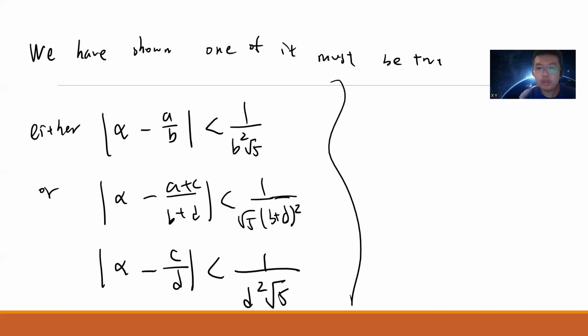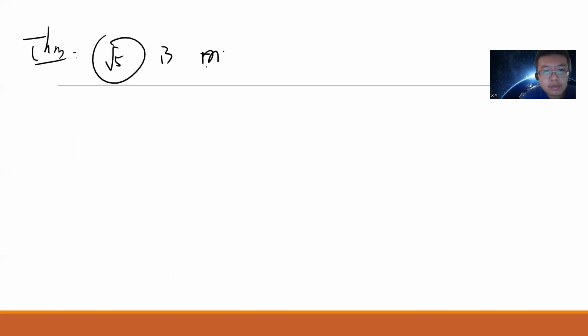Because you can always find one using the median, and then you keep taking medians, and you get infinitely many solutions. Since we only proved it for α greater than 0, but if α is less than 0, you can just flip it. So the theorem I want to say is that √5 is the best. That means if you pick a constant greater than √5, then for some particular weird number you can only find finitely many solutions.